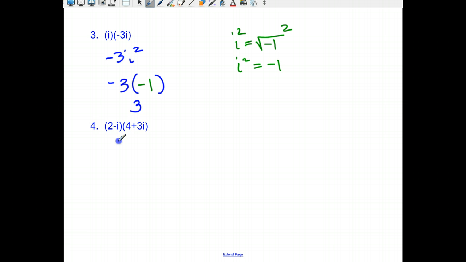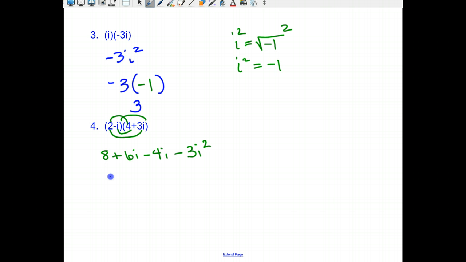Number 4, 2 minus i times 4 plus 3i. Here we're going to FOIL. 2 times 4 is 8. 2 times 3i is 6i. -i times 4 is -4i. -i times 3i is -3i squared.